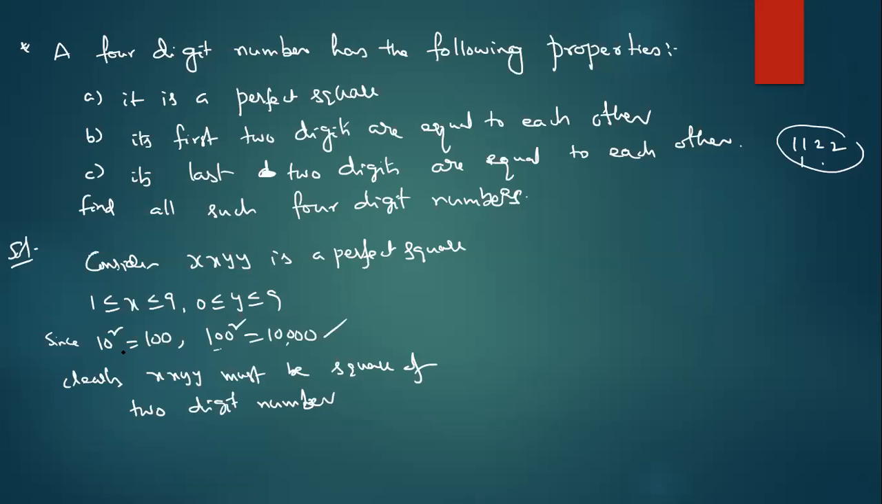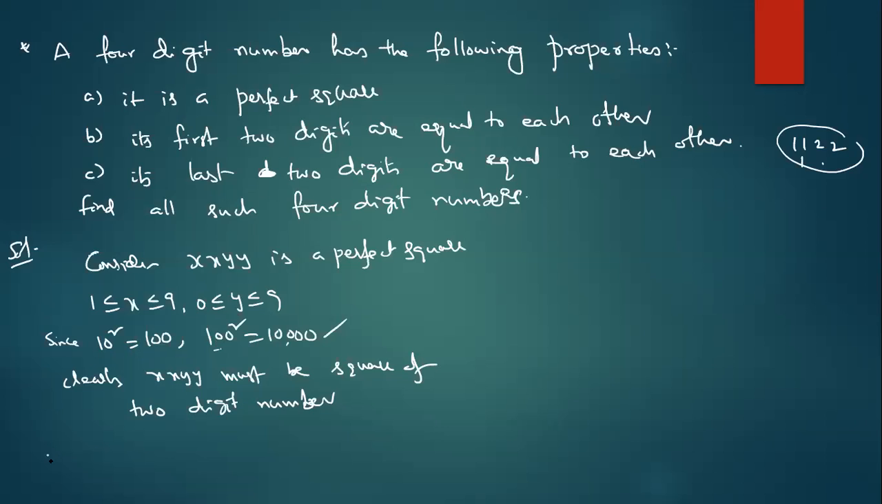So that means minimum 30 square to maximum 99 square, you have to take. Getting my point here? So the answer should be the square of a 2-digit number only. Is it clear?